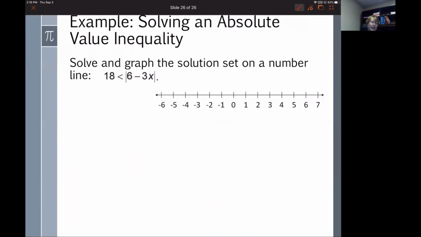So solve 18 is less than the absolute value of 6 minus 3x. This is a greater than type absolute value inequality, because I could rewrite this as the absolute value of 6 minus 3x is greater than 18. All right, how do you solve this? You take the stuff that's inside the absolute value bars.